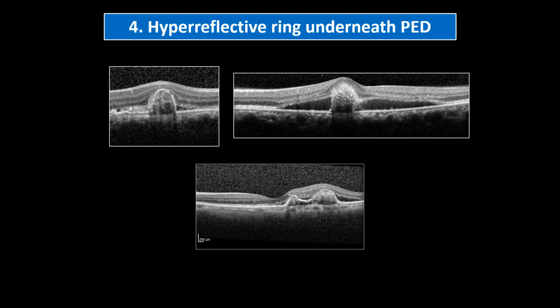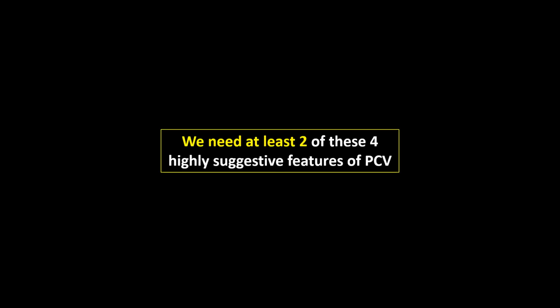And the last feature is a hyperreflective ring underneath the PED. It can be a big ring like this one, a smaller ring like this one, or a very tiny ring like this one. We just scroll through each OCT scan, and if we find the ring feature in even one scan, then it met the criterion. Remember that according to our results, we need at least 2 of 4 major criteria.